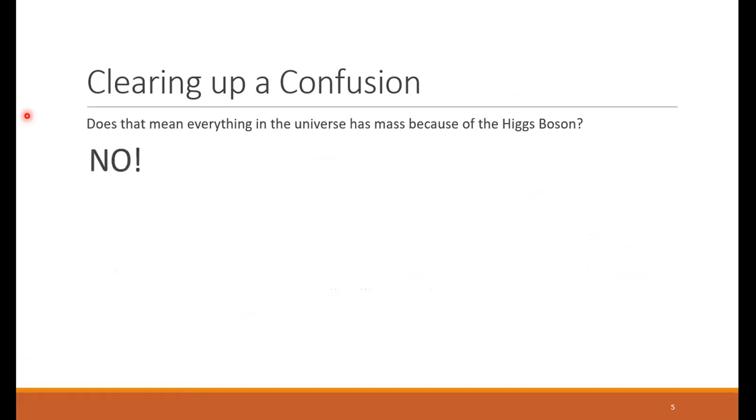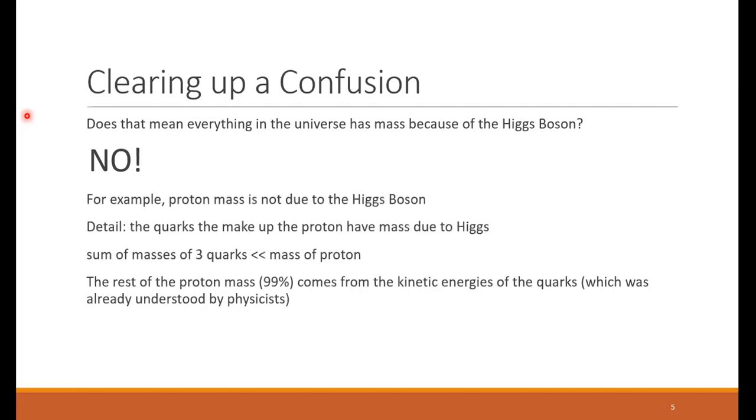At this point, there's a confusion that sometimes pops up that I want to address. You could ask the question, does that mean that everything in the universe has mass because of the Higgs boson? The answer is a big no. Why? Well, the Higgs boson only gives mass to the fundamental particles. So consider a proton, right? Now the mass of the proton is made up of 3 quarks written here, right? But if you were to sum up the masses of the 3 quarks, the answer is much less than the actual experimental mass of the proton, right?